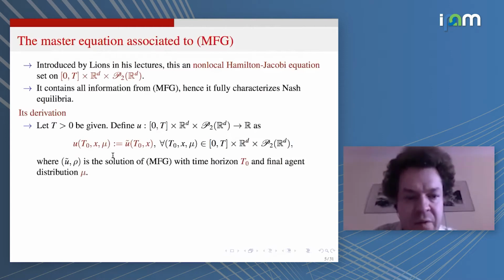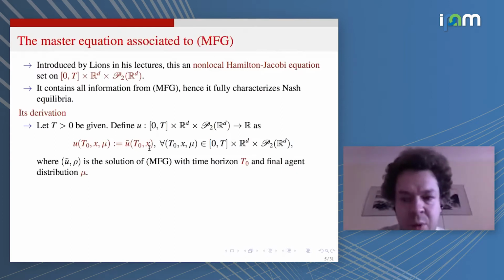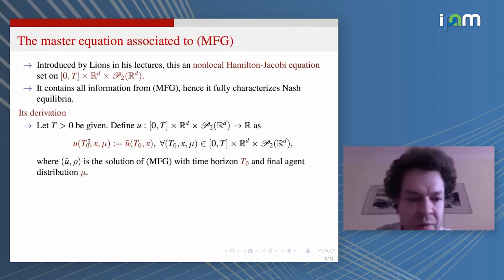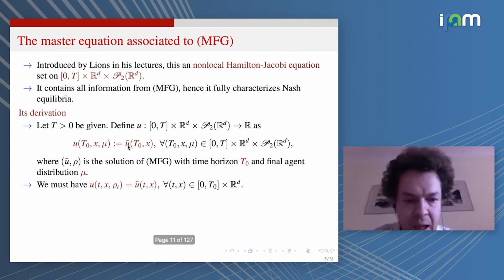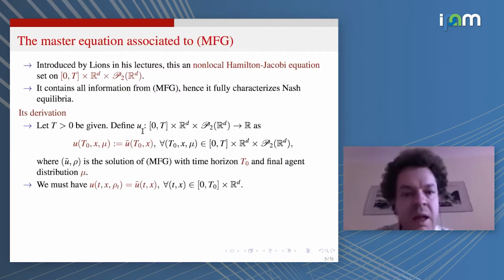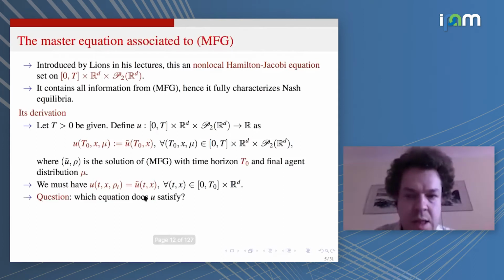Let us define a function depending on these objects, which is the value function of the mean field game system when we set the final distribution to be mu and the final time to be t0. So we have a sort of dynamic programming principle. This function, which I will refer to as the master function, must be the same as the value function if we go back along the curve rho t. And we can ask the natural question: is there an equation satisfied by this little u? And how can we do that?